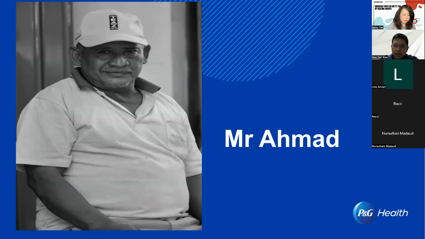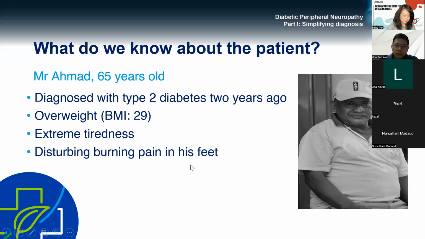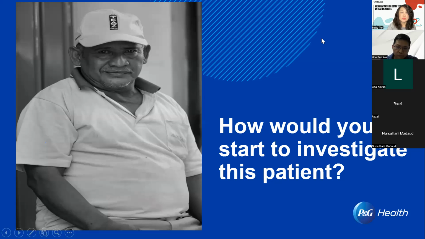So I will start with the case, Mr. Ahmad. So what do we know about this patient? Basically, Mr. Ahmad, 65 years old, diagnosed with type 2 diabetes about 2 years ago with a BMI of 29, overweight. As you can see in the picture, he's quite overweight. He presented with extreme tiredness, and he had this burning pain over the feet, very disturbing, to the point of disturbing his quality of life. So how do we start to investigate these patients?